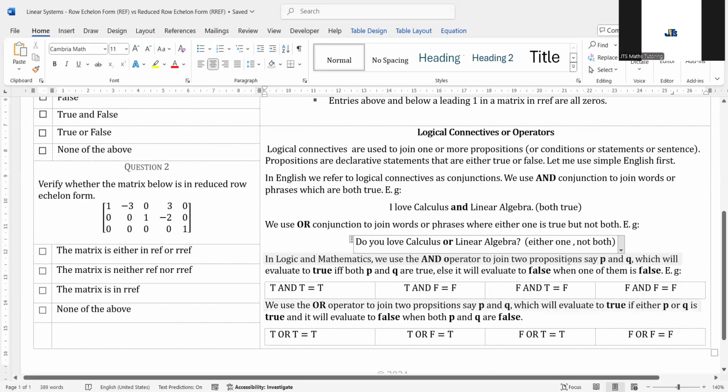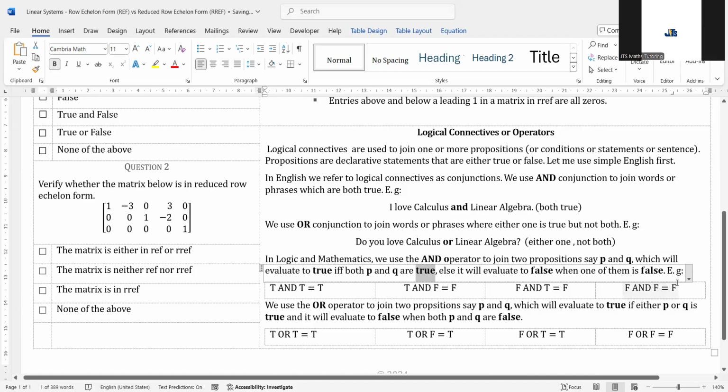We use the AND operator to join two propositions. Say I've got propositions P and Q. This will evaluate to true if both P and Q are true. Else it will evaluate to false, when one of them is false. For instance, true and true evaluate to true. But if P is true and Q is false, it's going to evaluate to false. If P is false and Q is true, it's going to evaluate to false. If both P and Q are false, it's going to evaluate to false.